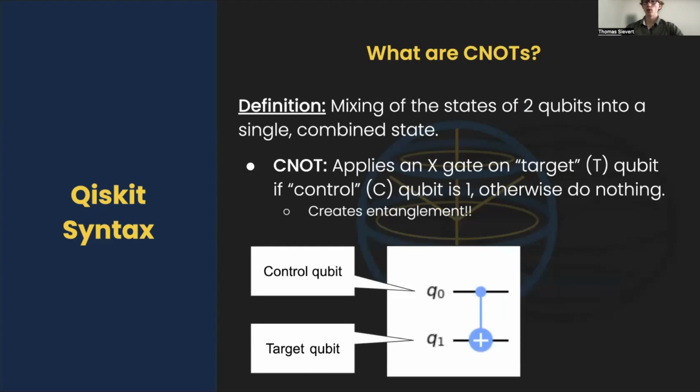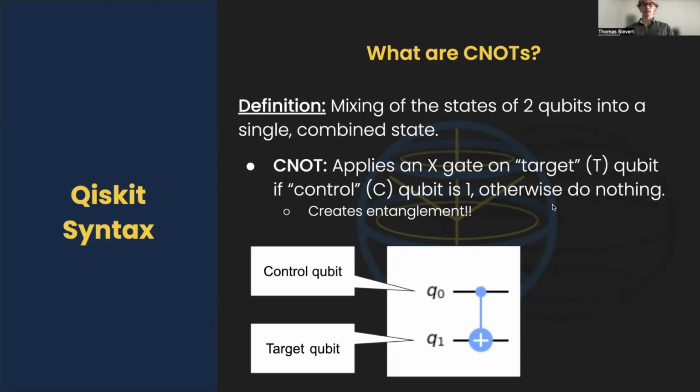So C naughts, or as they're called in Qiskit, CX, are sort of a special 2-qubit gate. And the reason that we like them is because it entangles 2 qubits together. And more mathematically, what this means is that we're mixing the states of the 2 qubits into a single combined state that we can't really unmix.